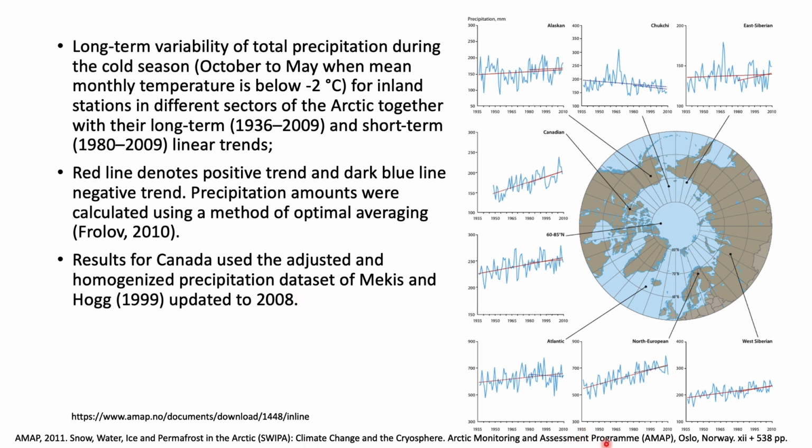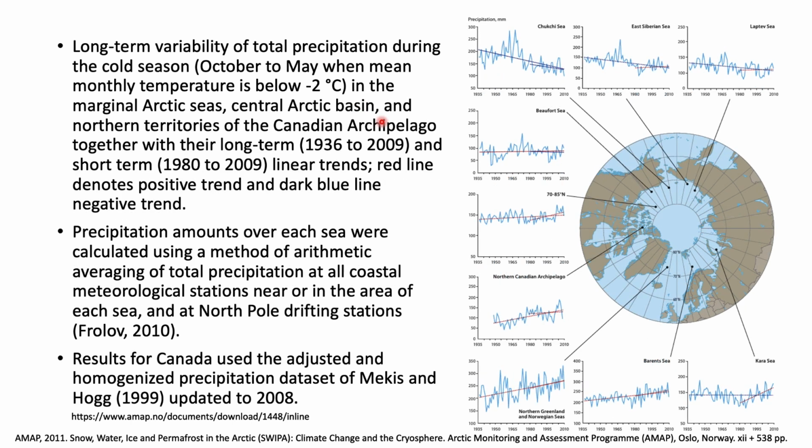So there is a paper which actually talks about this. This is basically from the Arctic Monitoring and Assessment Program 2011, Snow, Water, Ice and Permafrost in the Arctic. So that is what they have done, a thorough study, and they have given this particular observation. And similarly, here is another area, again the long-term variability in the total precipitation during the cold season. So here the marginal Arctic area, Central Arctic Basin and the Northern Territories of the Canadian archipelago are seen. Here again we see a similar trend.